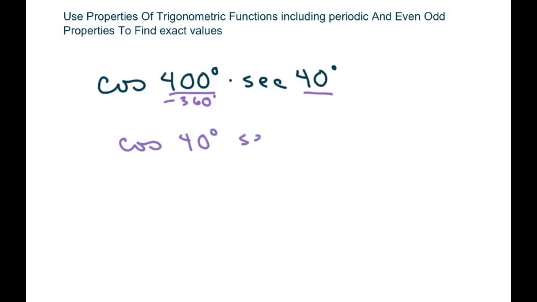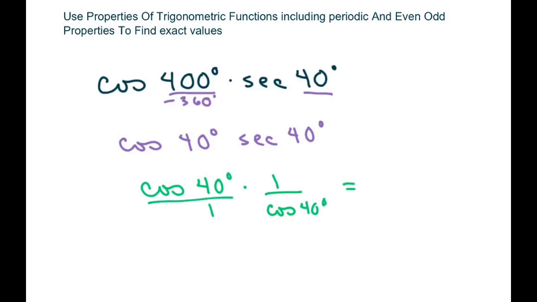Remember, we're just going around on the circle. Now I can simplify and use my basic identities and write this as cosine of 40 times 1 over cosine of 40. And that's going to equal 1.